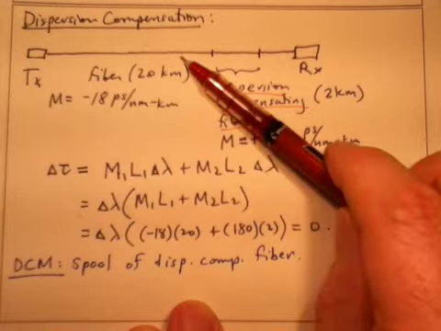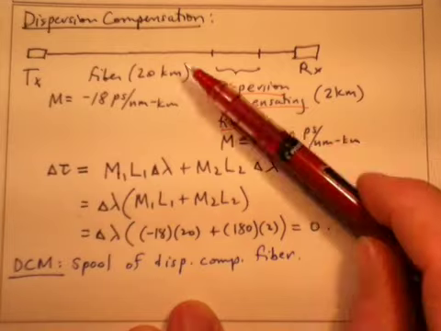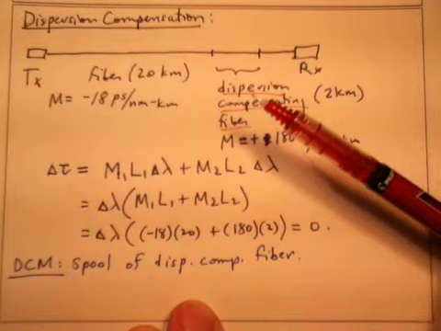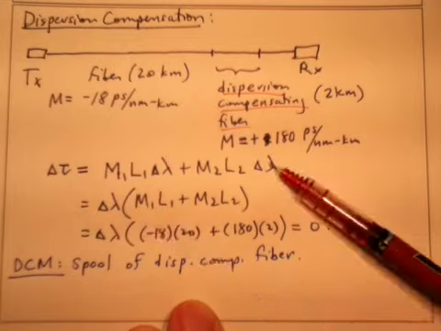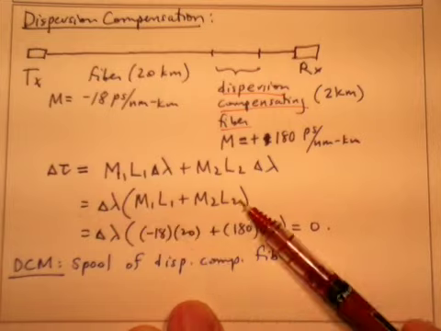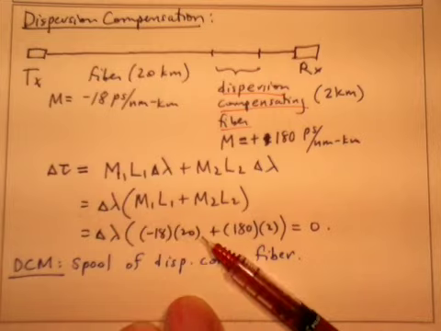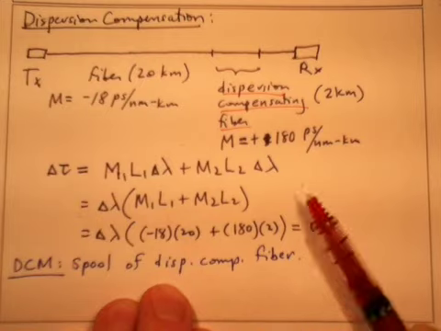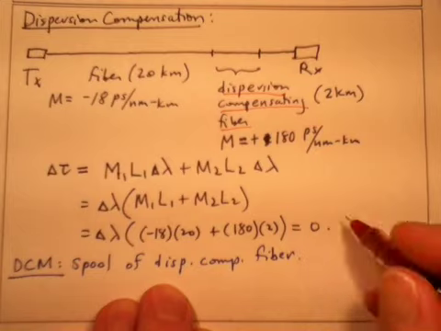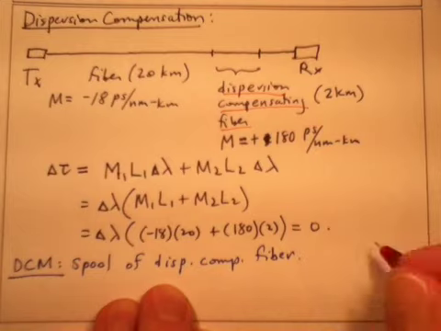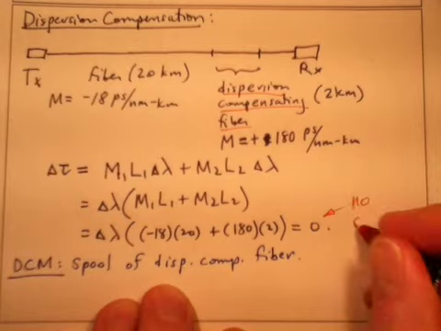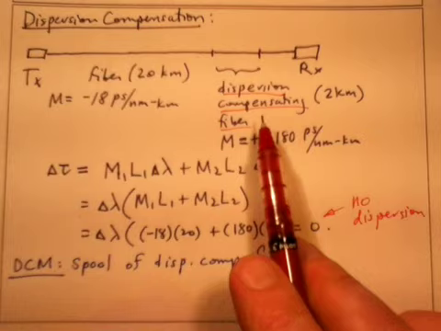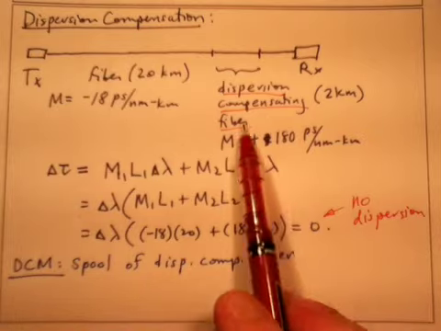These two spans of fiber have differential delays which simply add. Factoring out the constant delta lambda, we have M1L1 plus M2L2, and in this example you can see I've rigged it up so that minus 18 times 20 plus 180 times 2 does give us 0 delta tau. So we have no dispersion.